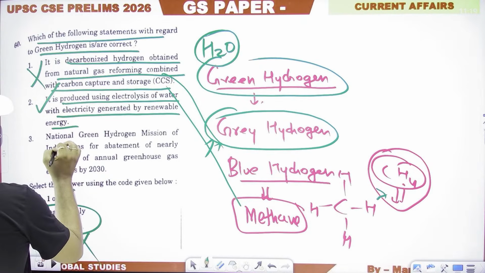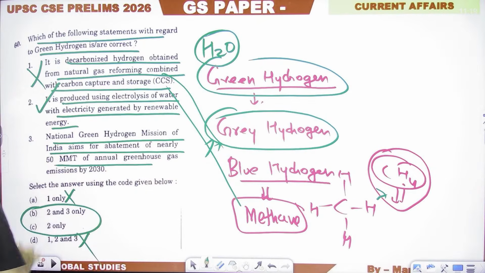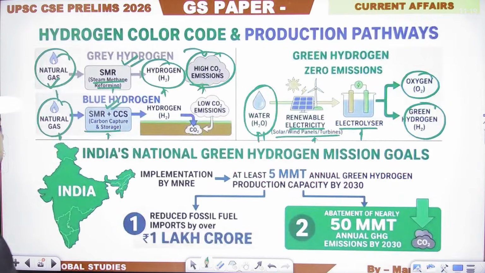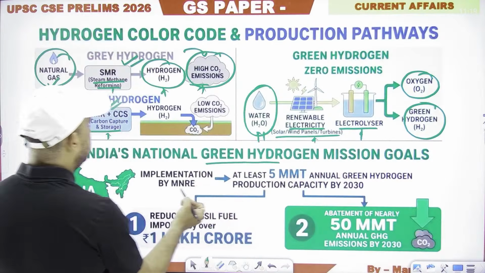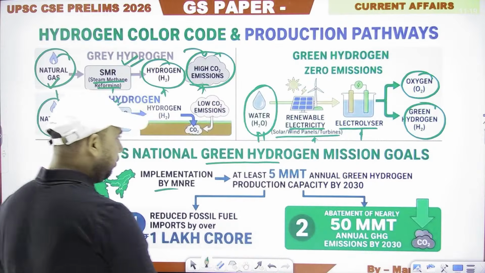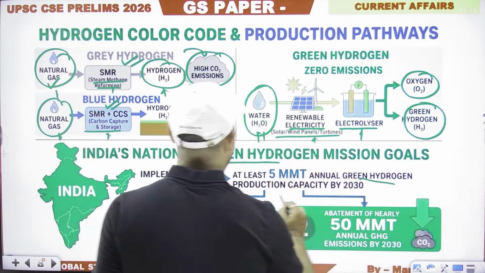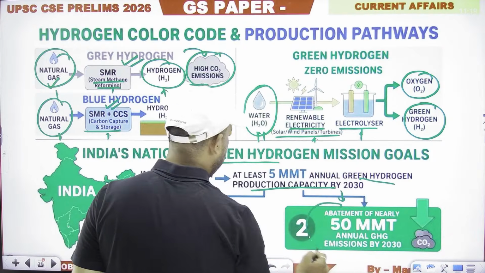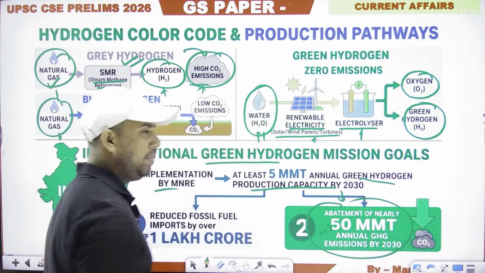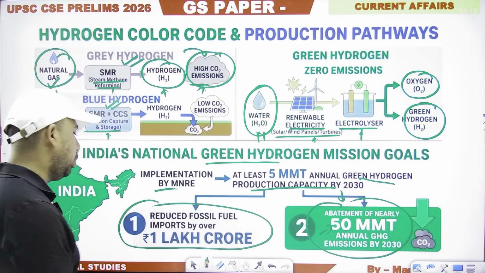The third statement is saying that the National Green Hydrogen Mission of India aims for abatement of nearly 50 million metric tons of annual greenhouse gas emission by 2030. That is the main aim of India. So India's National Green Hydrogen Mission goals, implemented by the Ministry of Renewable Energy: at least 5 million metric tons green hydrogen production capacity by 2030, abatement of nearly 50 million metric tons annual greenhouse emission by 2030, and reduce fossil fuel import by 1 lakh crore.